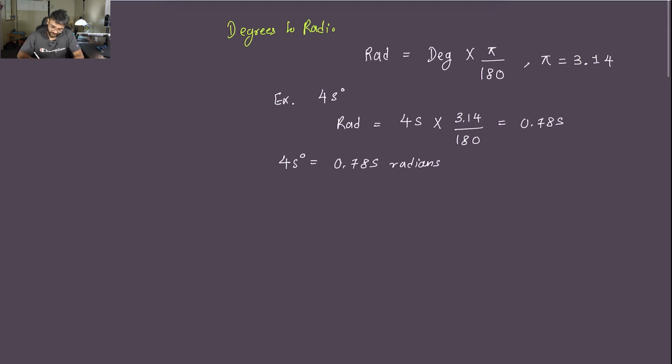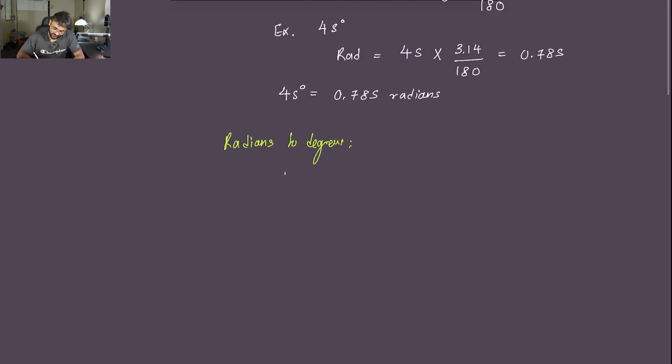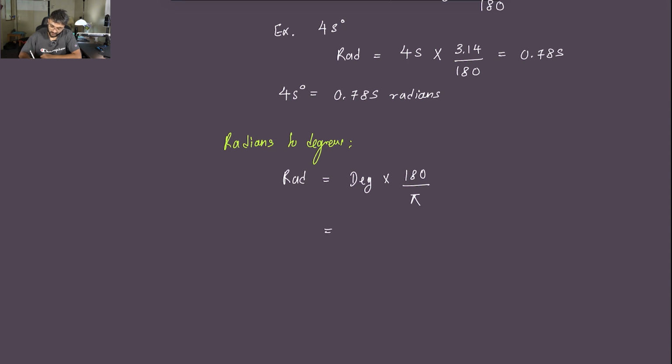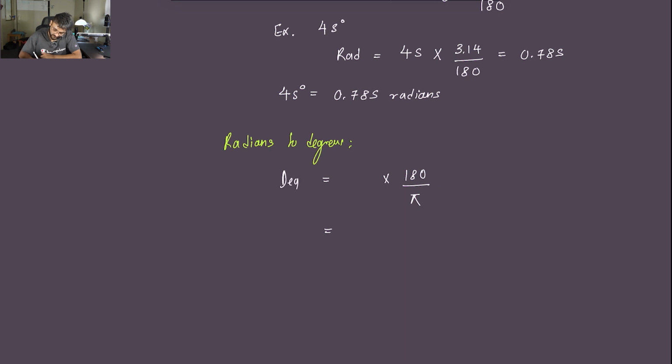Now radians to degrees. The degree value is equal to the radian value times 180 divided by pi. Again I made this mistake, I need to convert radians to degrees, right? So you put the radian value in place of radian.